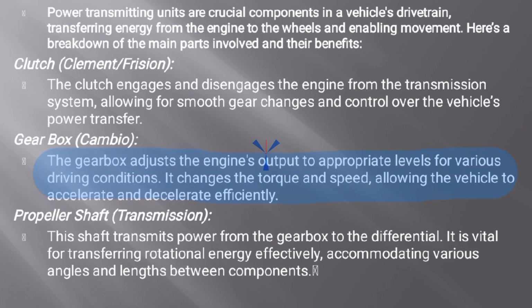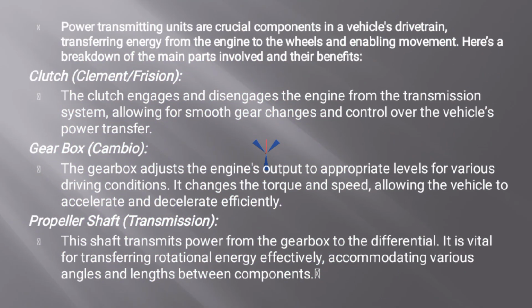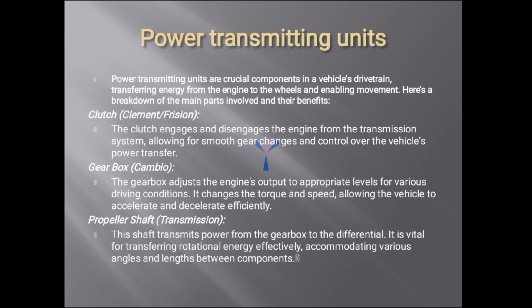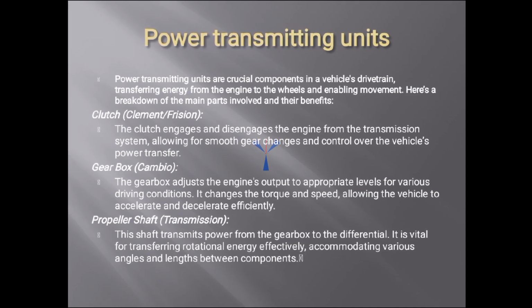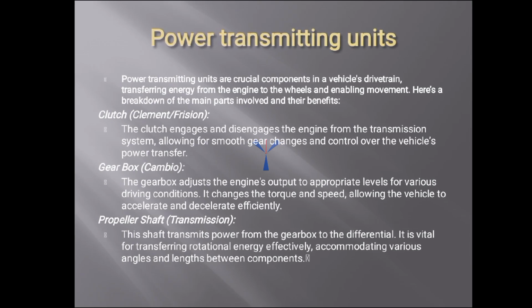The gearbox adjusts the engine output to an appropriate level for various driving conditions. It changes the torque and speed, allowing the vehicle to accelerate and decelerate efficiently. So this is its main function, adjusting the engine output. The propeller shaft transmits power from the gearbox to the differential. The position of the gearbox and differential is too far apart in a vehicle, so this propeller shaft works as a contact agent between them.